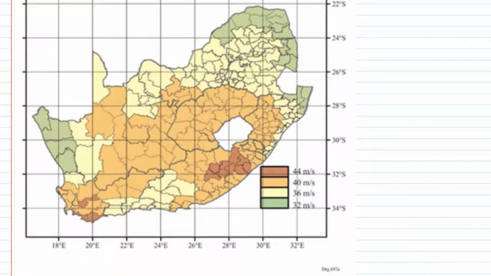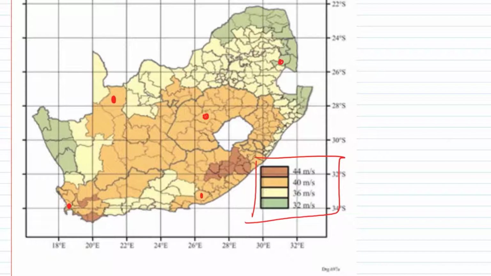We first need to know where in South Africa we are and find out in which municipality we are in, because for each there is a wind speed, and these are all listed at the side, whether it's 32 to 44 meters per second. And just remember, we square this value, so there's quite a big jump from 32 to 44. It's the square of these numbers.